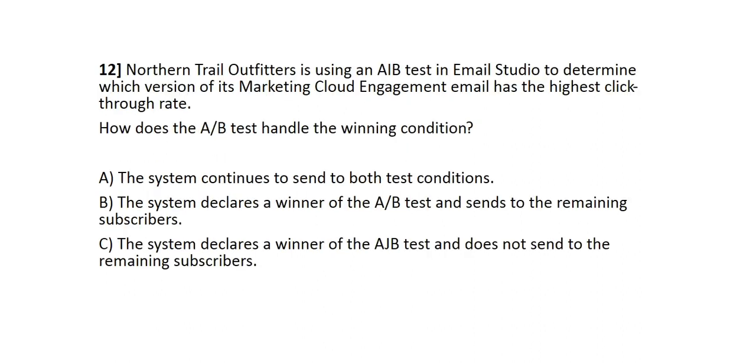Next question. 12. Northern Trail Outfitters is using an A/B test in Email Studio to determine which version of its Marketing Cloud Engagement email has the highest click-through rate. How does the A/B test handle the winning condition? A. The system continues to send to both test conditions. B. The system declares a winner of the A/B test and sends to the remaining subscribers. C. The system declares a winner of the A/B test and does not send to the remaining subscribers. Answer: B.